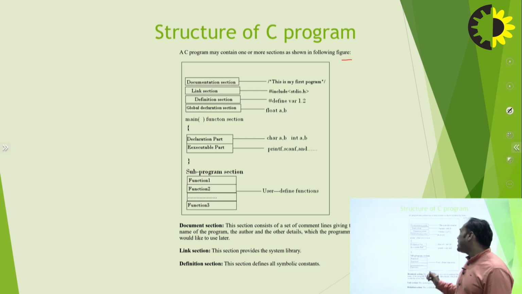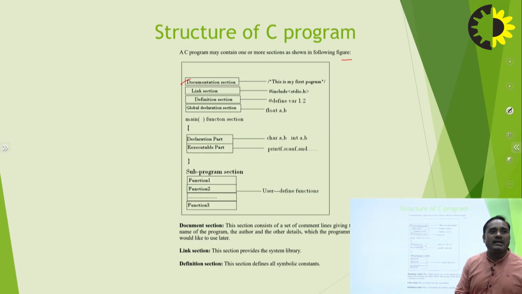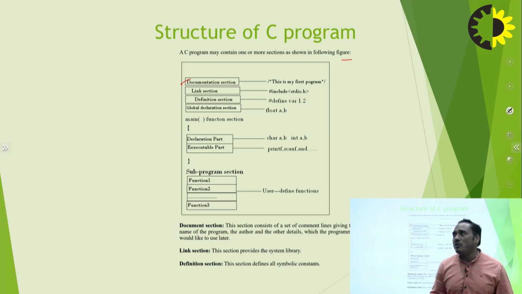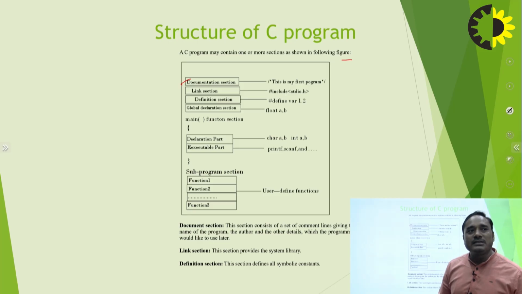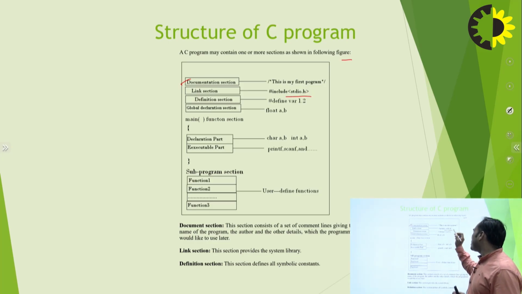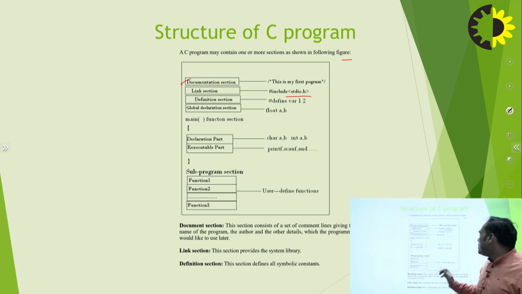The first section is the documentation section. The documentation section is a basic section where we describe what type of documentation is required. The second is the link section. How are we going to link with C? When you start programming, you will include stdio.h, that is standard input output. So this is basically the linking section.